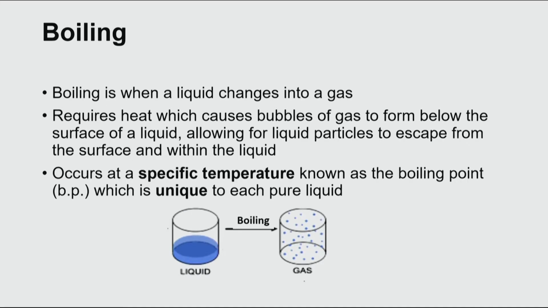Boiling is when a liquid changes into a gas. Again, this one requires heat energy, and it happens whereby bubbles of gases form below the surface of the liquid. So now all the particles in the liquid will have enough energy for them to escape from the surface and within the liquid also, not just at the surface. Again, boiling happens at a specific temperature which is known as the boiling point, and this again is unique for each pure liquid. Example, water will boil at 100 degrees Celsius if it is pure water.